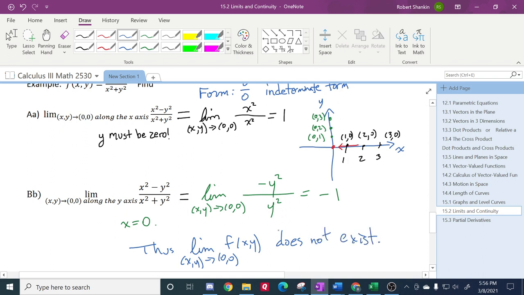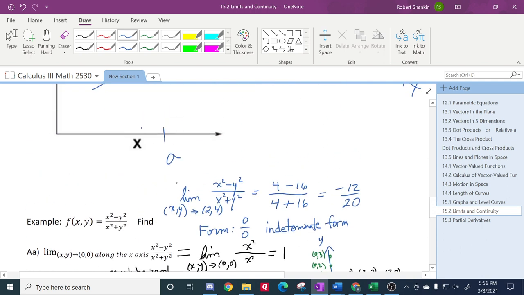Just like for a limit to exist in two space, the left-hand limit and the right-hand limit had to be the same. Now it gets more complicated. Every single limit has to give you the same answer for the limit to exist. And you can approach it from an infinite number of directions. But it's got to give you the same thing no matter what direction you approach that point from.